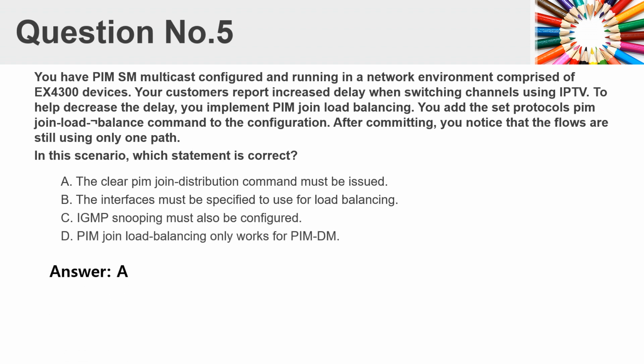Question number 5. You have PIM-SM multicast configured and running in a network environment comprised of EX4300 devices. Your customers report increased delay when switching channels using IPTV. To help decrease the delay, you implement PIM join load balancing. You add the set protocols pim join-load-balance command to the configuration. After committing, you notice that the flows are still using only one path. In this scenario, which statement is correct? A. The clear pim join-distribution command must be issued. B. The interfaces must be specified to use for load balancing. C. IGMP snooping must also be configured. D. PIM join load balancing only works for PIM-DM. Answer A.